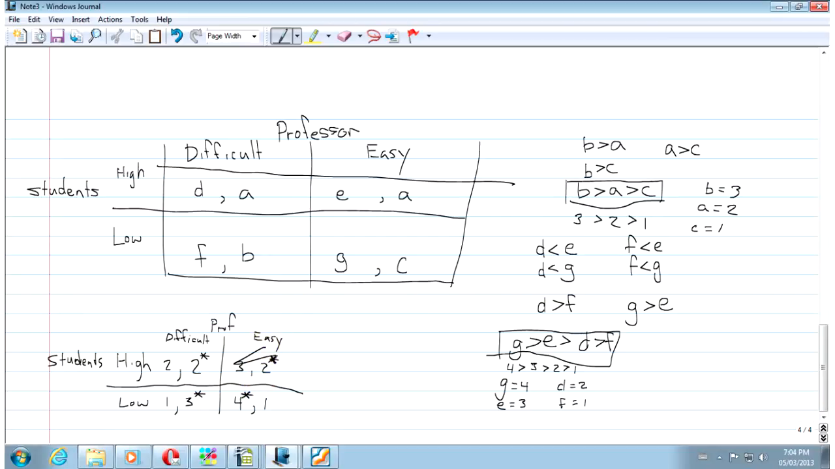Now I'm going to fix the prof's action with making a difficult test, and I'm going to block off the easy test column. If you're doing this on a test, just cover it with your hand or whatever helps you figure it out. So now for the students, I'm comparing high preparedness with a payoff of 2 and low preparedness with a payoff of 1. And they're going to choose high preparedness because that gives them the better payoff.